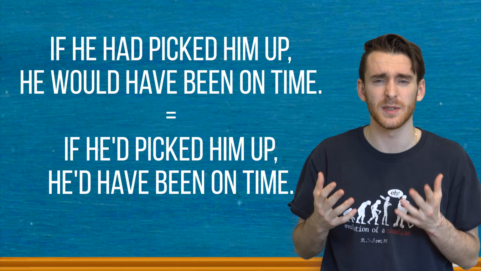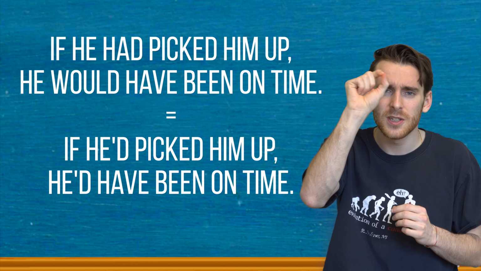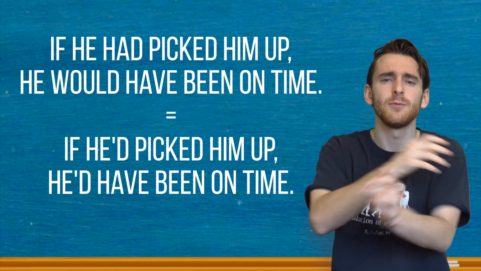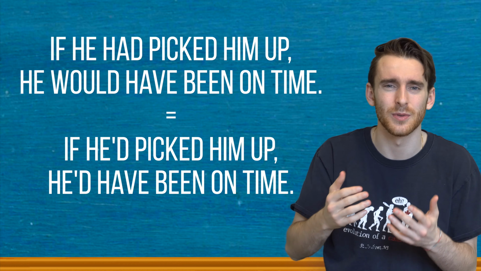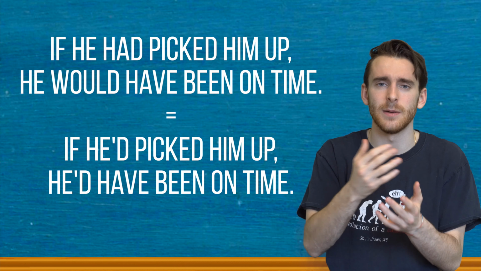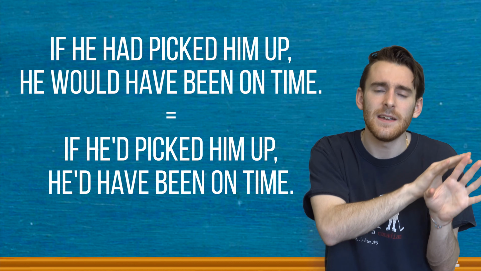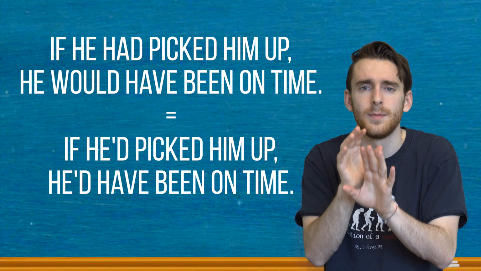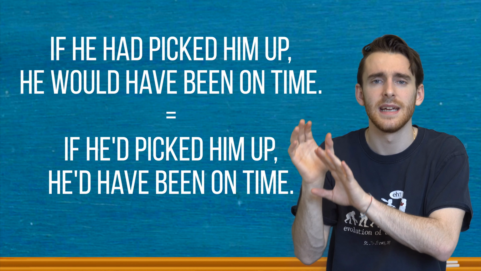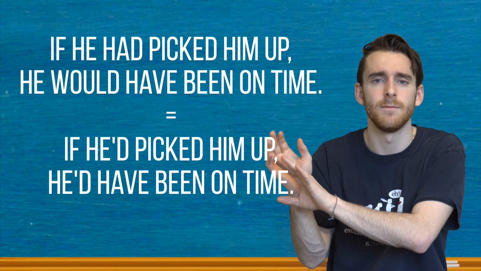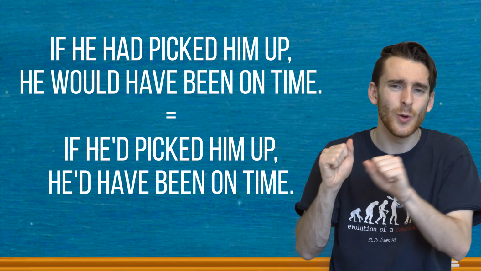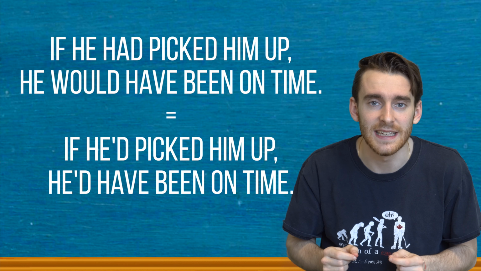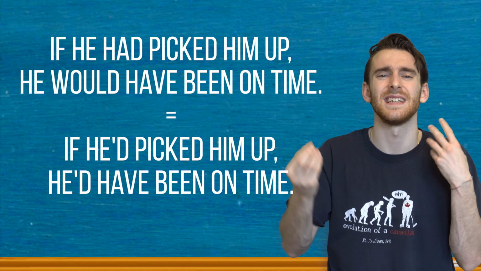Where I think the confusion lies, even for native speakers, is that this apostrophe D can represent had or would. Let me give you an example. So if we have, if he'd picked him up, he'd have been on time. Okay, notice we have the apostrophe D in both, but they represent different things.